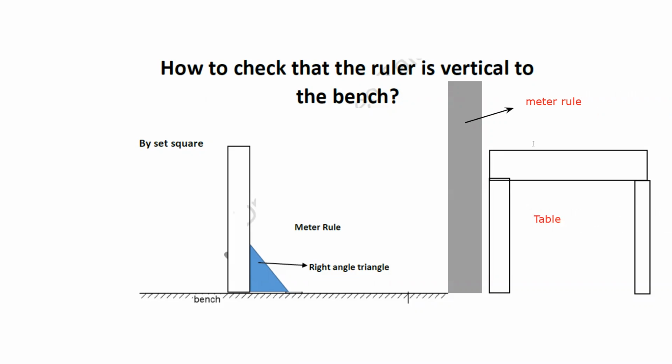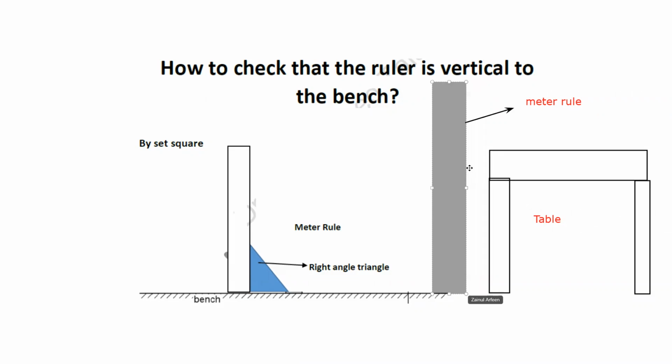So how can I make sure that the scale I am using is exactly vertical, because this scale might be tilted? If it is slightly tilted, we will not get an accurate result. So how can I make sure that my ruler or scale is exactly vertical? For that purpose, we use a set square.